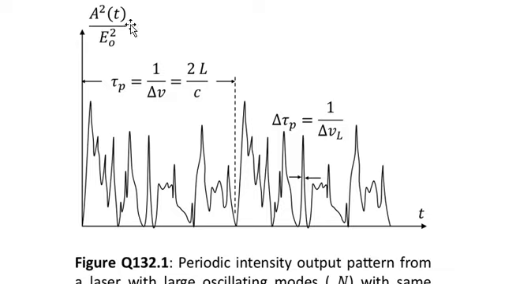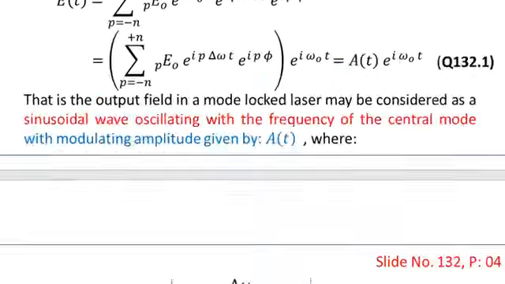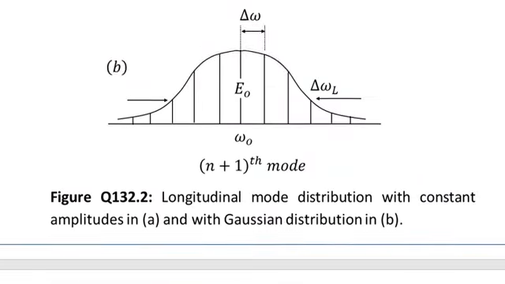Here we are also plotting this intensity in units of a square of time divided by E naught square. But this is unmode locked laser. Output from intensity output from an unmode locked laser. And this is the output intensity from a mode locked laser.